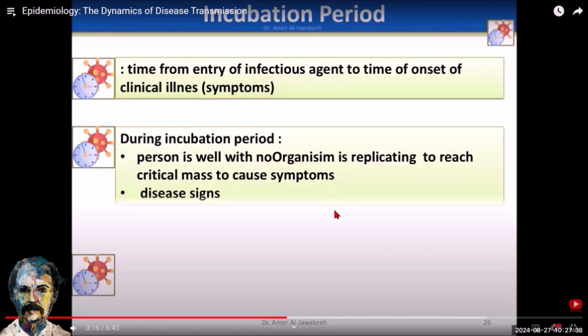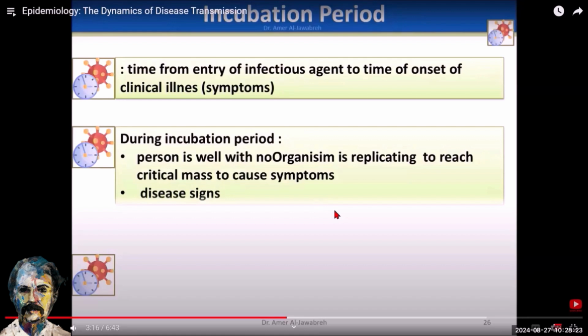So the organism is inside your cell, the virus inside your cell, it's replicating and replicating and replicating, but still you are normal. Until we reach a critical point where your body cannot withstand anymore. Your body starts screaming and shouting, I have a problem, in the form of symptoms. So the critical mass, this is another concept also used in physics, critical mass for a nuclear bomb. When they reach the critical mass, then a nuclear bomb can be manufactured. Here, when you reach this critical mass, your body has to show symptoms, because it's more than it can tolerate.